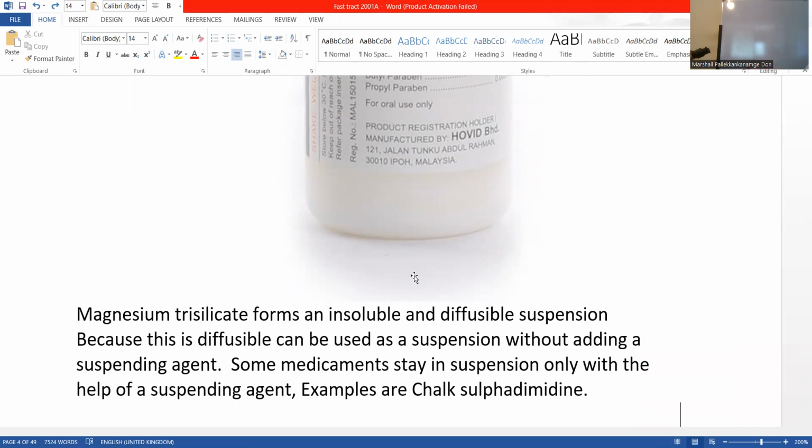If it is something like calcium carbonate, you have to add a suspending agent to keep the insoluble particles in the suspension. Chalk, sulfonamide, all sulfur drugs, they are heavy. You need a suspending agent if you are going to give it to a patient to keep it in suspension. Otherwise, it will go down to the bottom. Can't take a pourable dose.